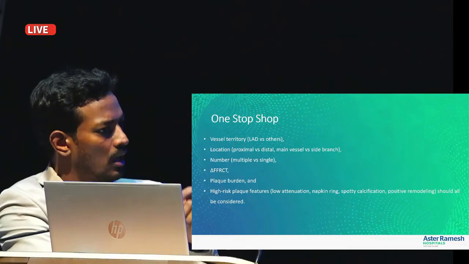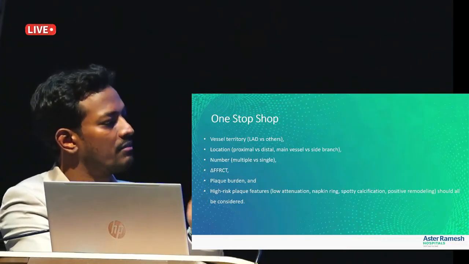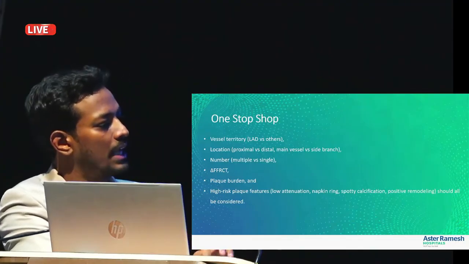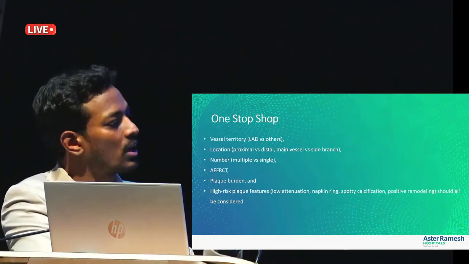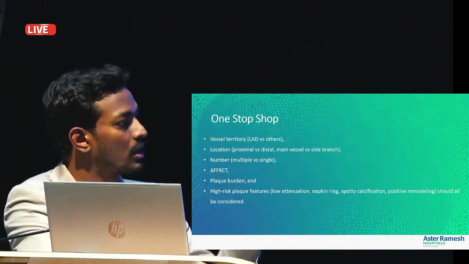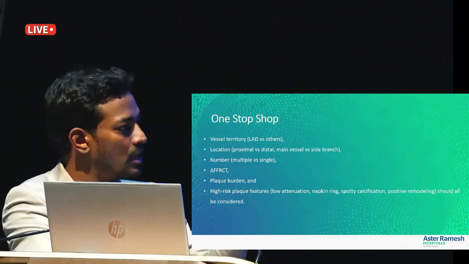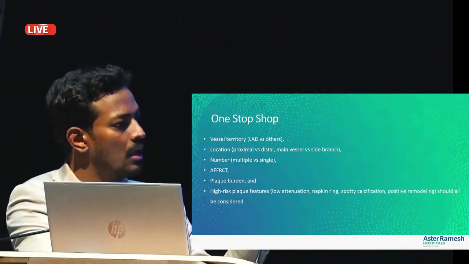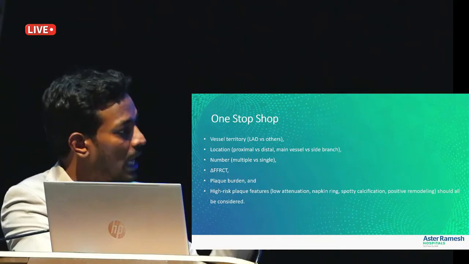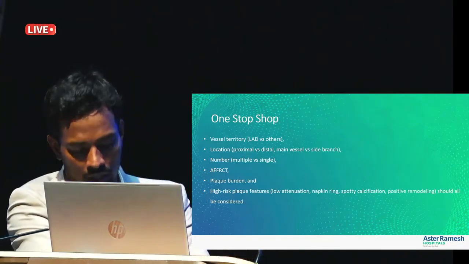With more and more learning, we have understood that the value of CTFFR, just a single number, is not what is important, but you should take things in totality. Like what is the vessel territory? Is it an LAD or a non-LAD? Is it a proximal vessel, mid or distal vessel? And sometimes delta FFR, the drop of FFR value across the lesion, also matters, and studies have come up saying that 0.12 is what is considered significant. And the plaque burden and the high-risk plaque characteristics on CT are helping us a lot.